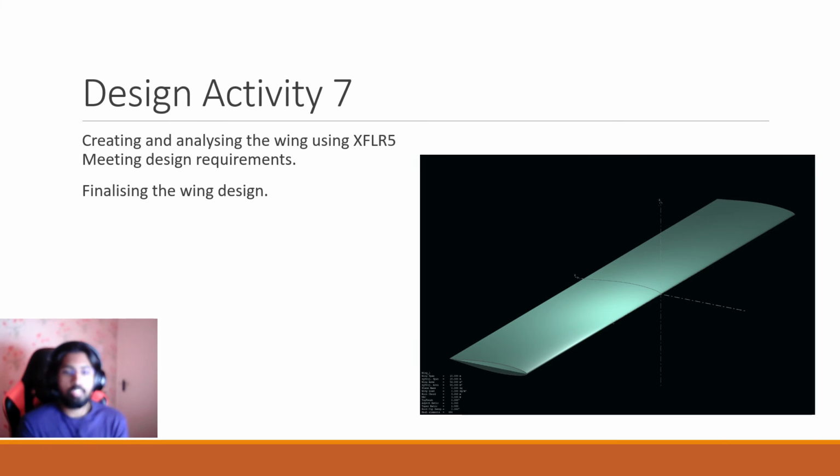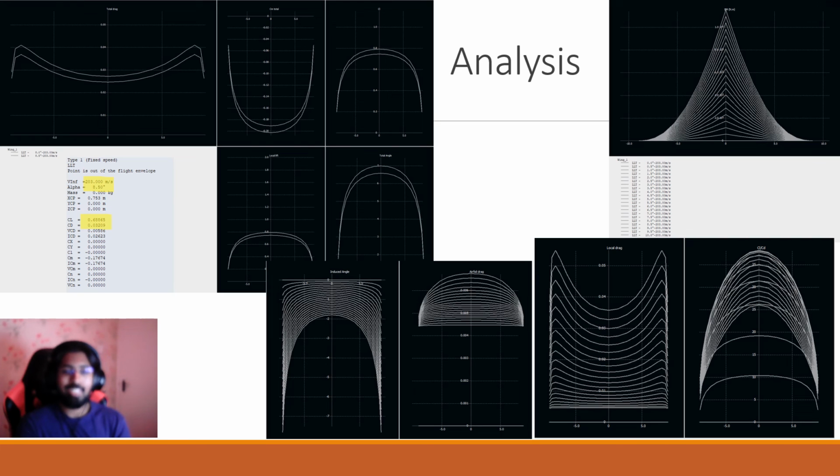Finally, in design activity 7, I analyzed and determined whether the wing is capable of meeting the design requirements. I had to create my wing using the XFLR5, where I performed multiple analyses using the define analysis function. After defining and analyzing the wing, these graphs are produced, highlighting the ideal angle of attack for the ideal lift coefficient to meet the design requirements. Thus, I am able to finalize my wing and airfoil design as it meets the design requirements and the flight conditions that I have determined previously in the previous design activities.